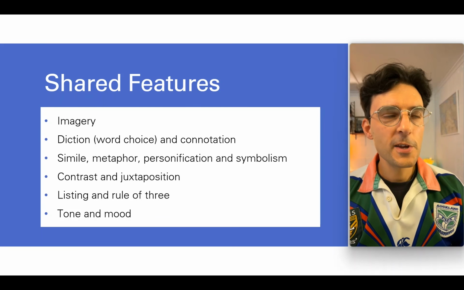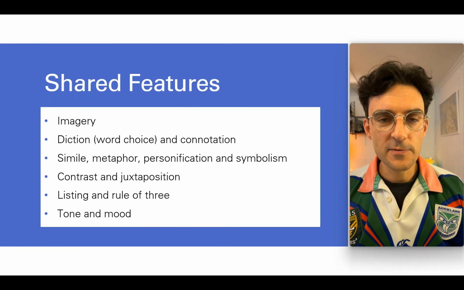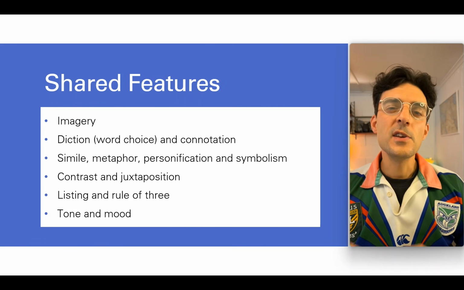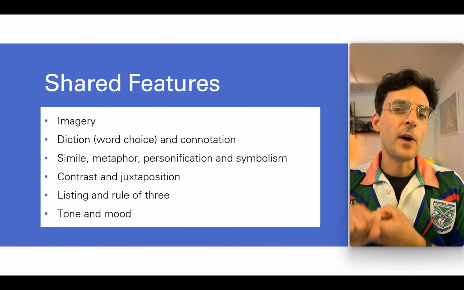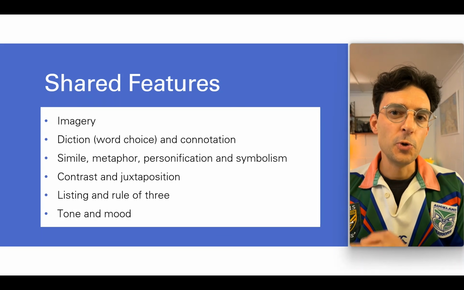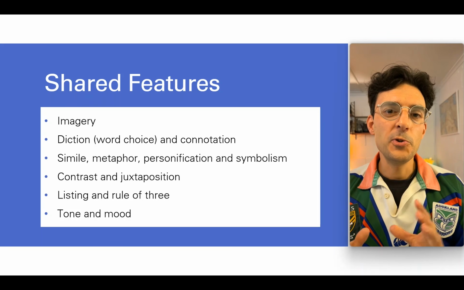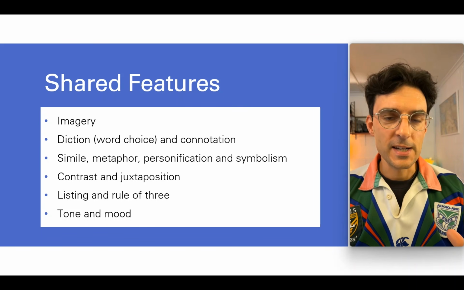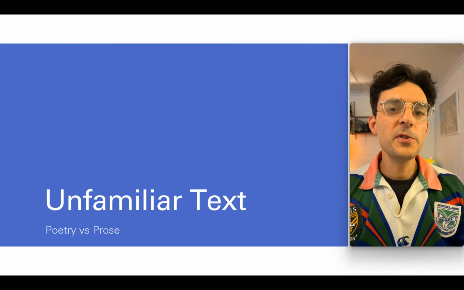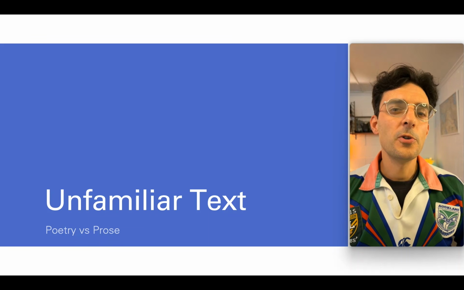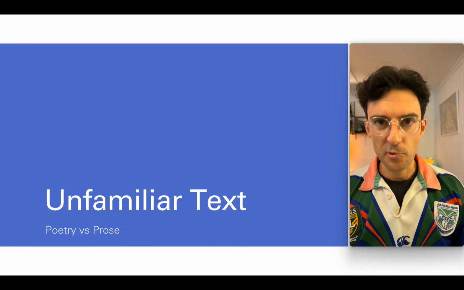And of course, the go-to one, regardless of text type, is tone and mood. That is, what is the tone that the writer is adopting, and what is the mood they're creating for you as a reader? These are not unique to any one text type. We see them in every text type regardless. And that was just some more advice on the unfamiliar text exams, contrasting poetry versus prose.